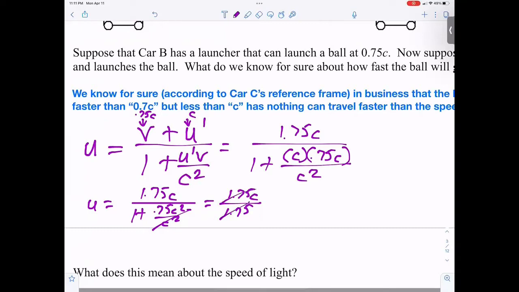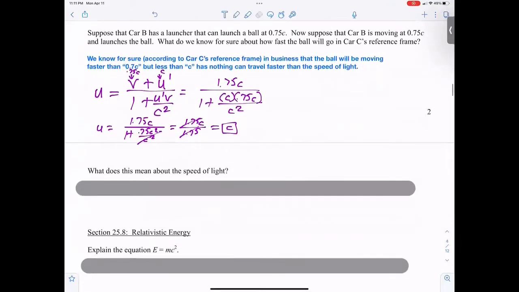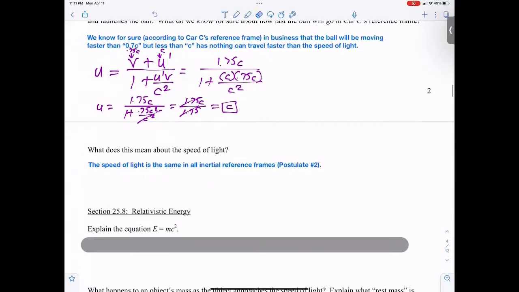Which basically means the ball that's traveling from this car is going to go at the speed of light. It can't go any faster than the speed of light. That's simply how fast it's going to go. What does this mean about the speed of light? This was the second postulate, the second assumption, that the speed of light has to be the same in all inertial reference frames.